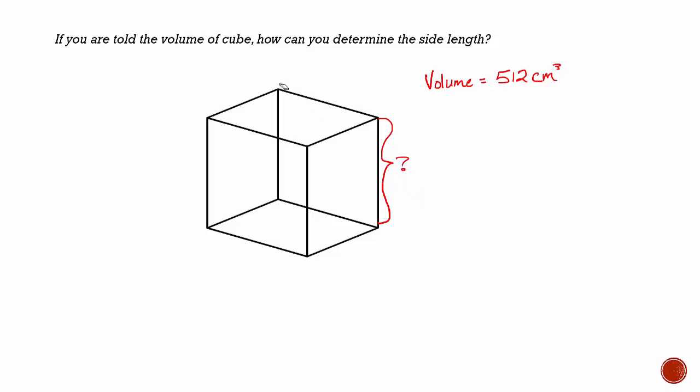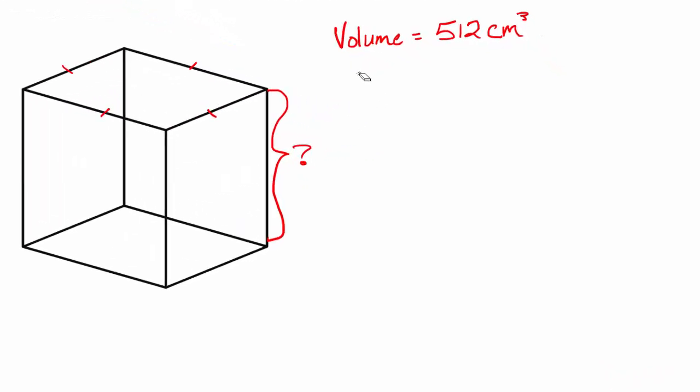Now we know that a cube means that all sides are congruent. So all of these sides are the same length, the same all the way around. To find the volume of a cube, we do length times width times height. But since it's a cube, all of the sides are the same, so really what we're doing is side times side times side.